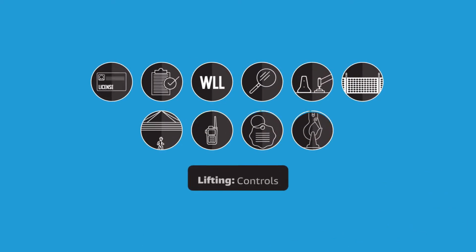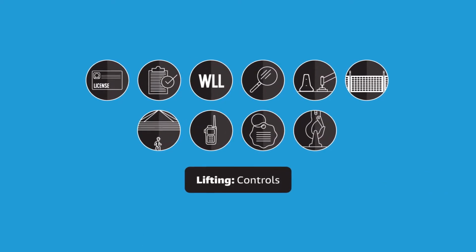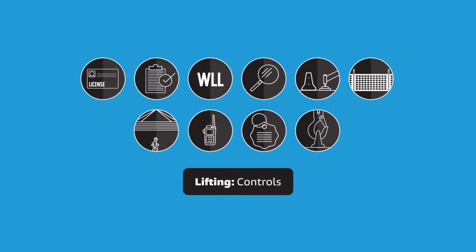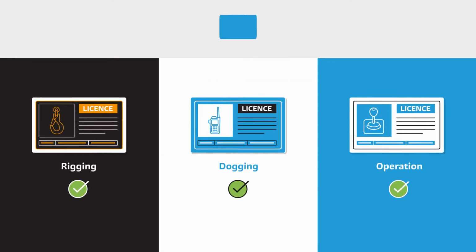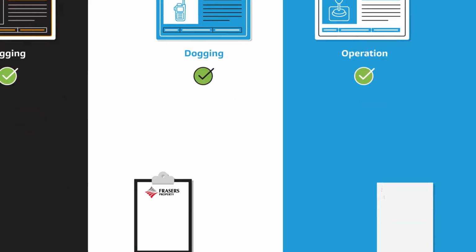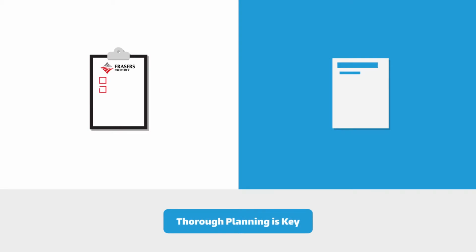Given the work we do, this often isn't possible, and we need to rely on cranes to complete our works. And when we do, we need to ensure the following controls are in place. All members of a crane crew must hold the relevant high-risk work licence. Thorough planning is key to successful lifts, and we take the time to get it right.